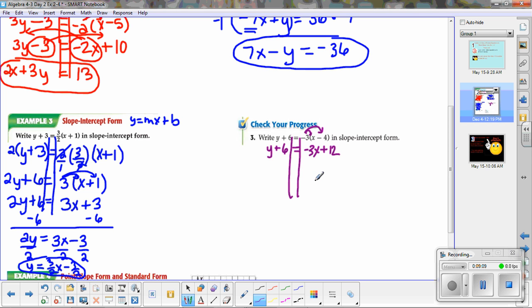Now to get this in slope-intercept form, I want y by itself, so I'm going to get rid of the plus 6 by subtracting 6, and I'm going to subtract 6 from the 12 since those are like terms. Now I have y equals -3x plus 6.